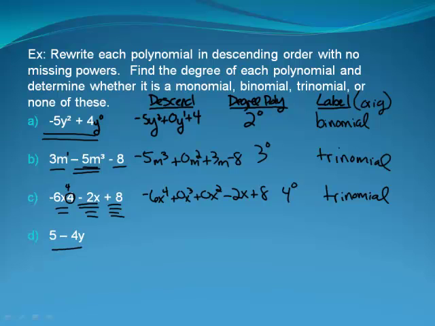Okay, this problem here, the highest power is a y to the first, so we're going to take the coefficient in front of it. We've got negative 4y, and then the next power would be a y to the 0, which is just your constant, so that would be a plus 5. So there are no missing powers there in that series. Highest power is 1, so that's a first degree polynomial. And a first-degree polynomial had two terms in it. It's a binomial in terms of label.